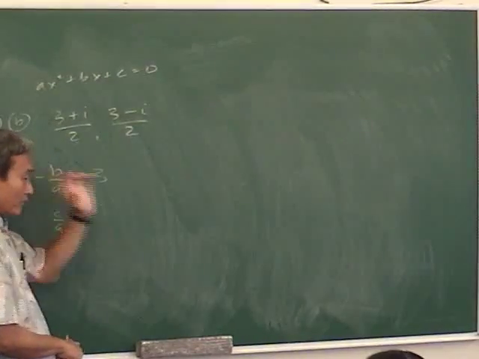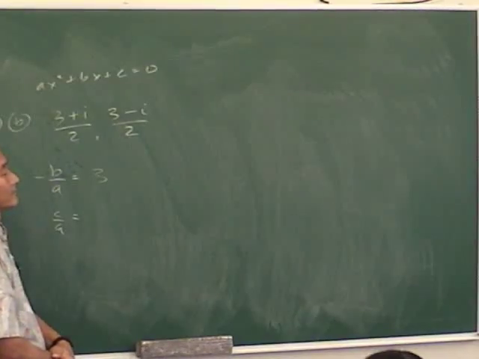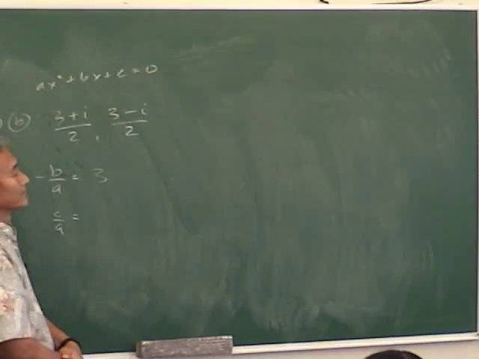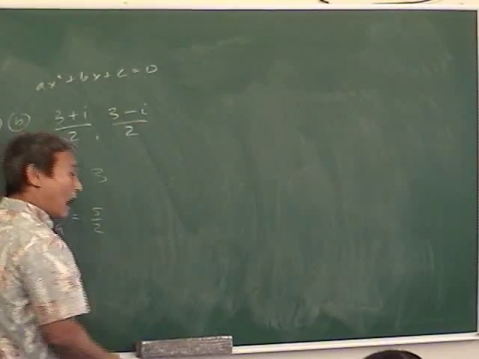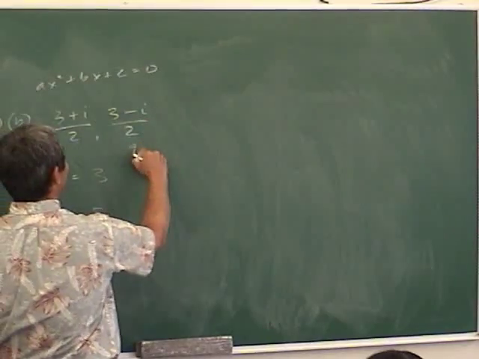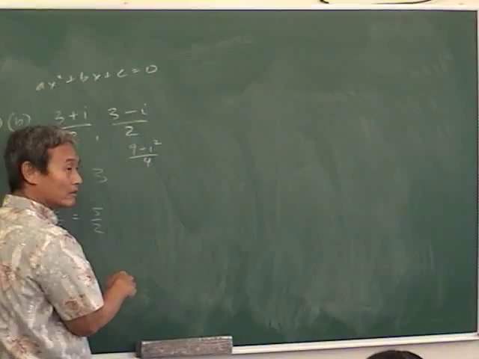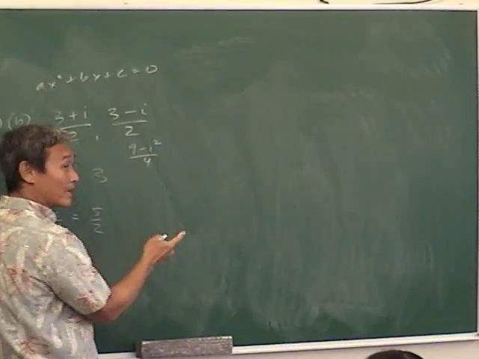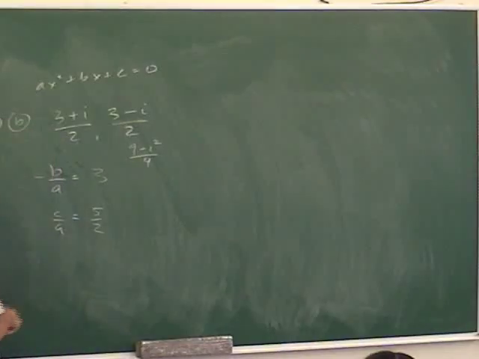C over A is equal to the product. Five over 2. Okay, look, when you multiply, you're going to get 9 minus i squared over 4, right? 2 times 2 is 4. But i squared is negative 1. So 10 over 4, isn't that 5 over 2? Okay, so if you cannot add and multiply, pretty much you're done for, yeah.